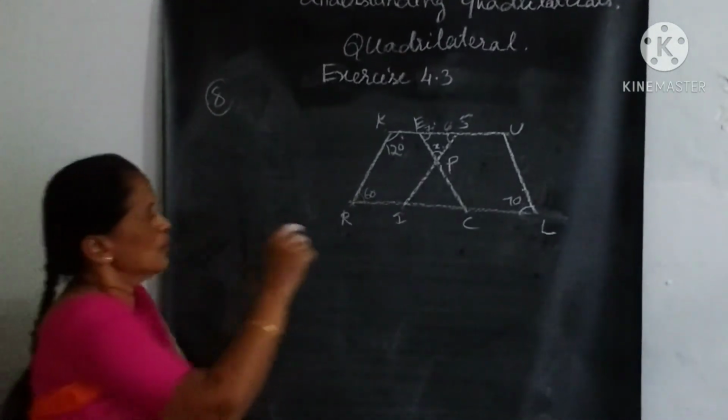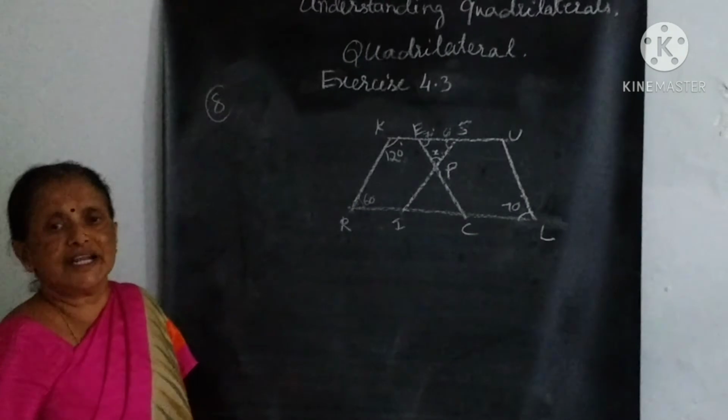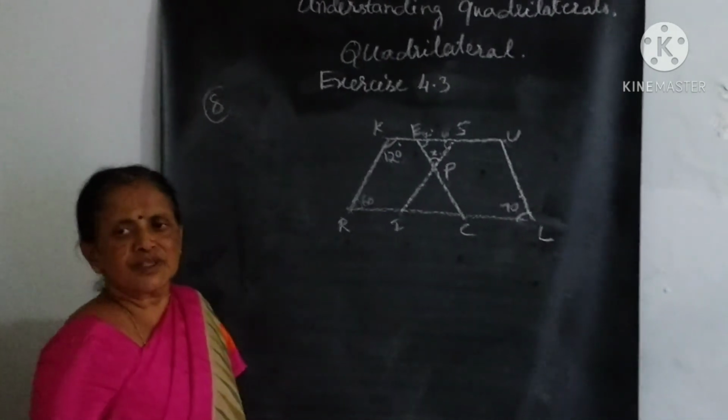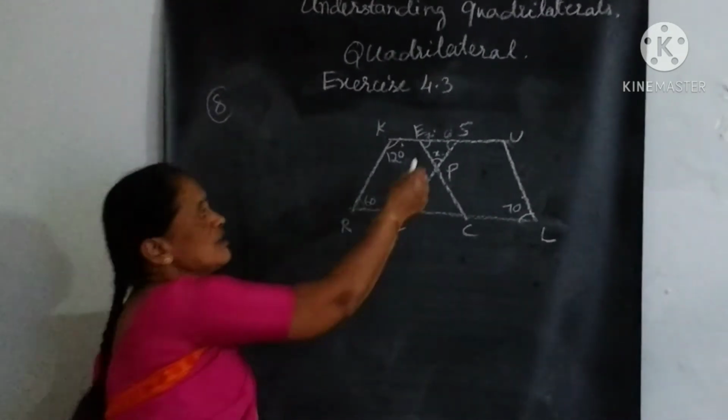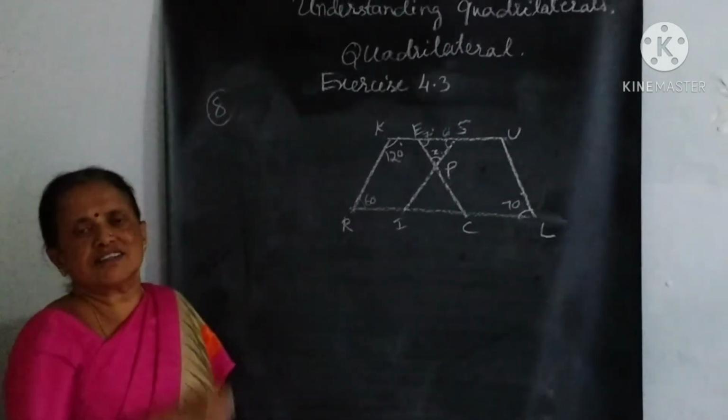X is equal to 180 minus, 70 plus 60 is how much? 130. 180 minus 130 is how much? 50 degrees. So what is the value of X? 50 degrees. So do this problem yourselves.